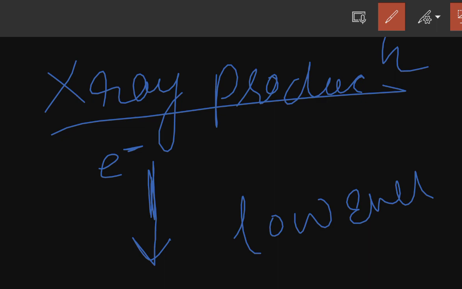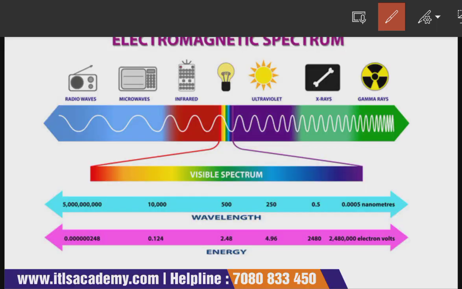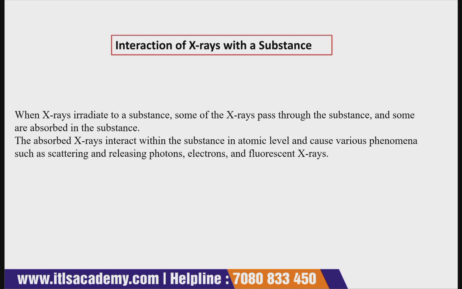Now let's see the interaction of X-rays with substances. When X-rays irradiate a substance, some of the X-rays pass through the sample, and some are absorbed by the substance. The absorbed X-rays interact with the substance at the atomic level and cause various phenomena such as scattering, releasing photons, electrons and fluorescent X-rays.